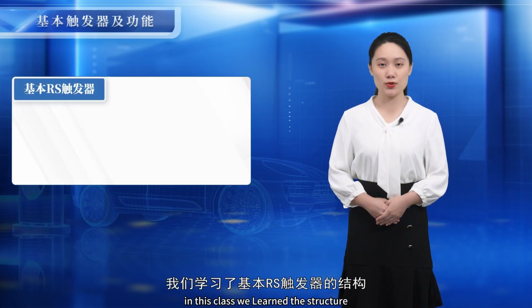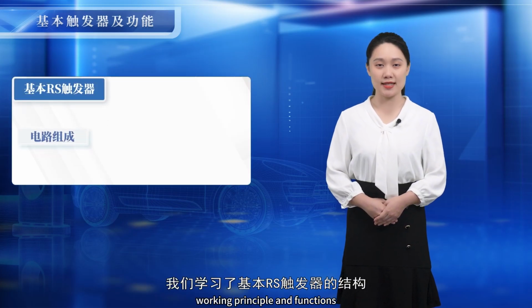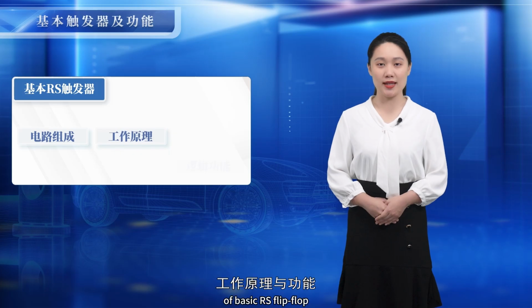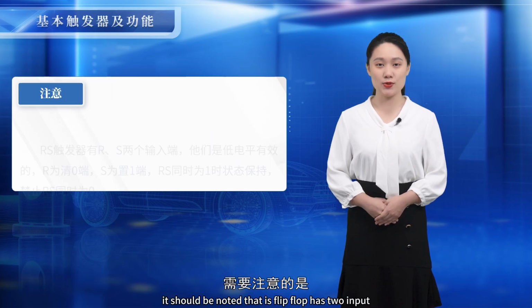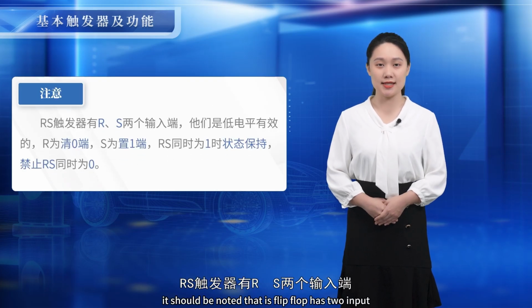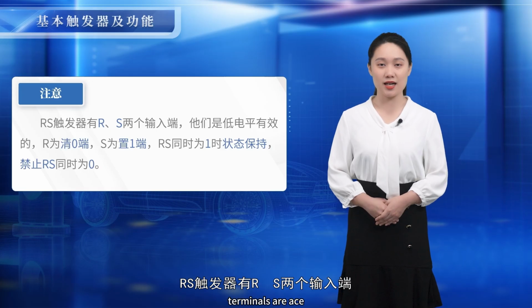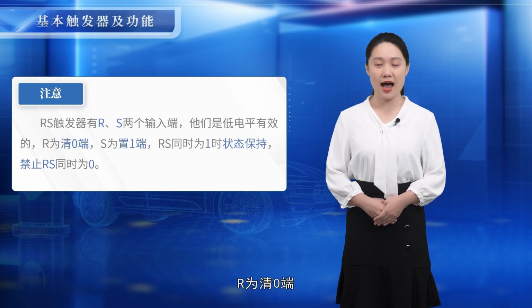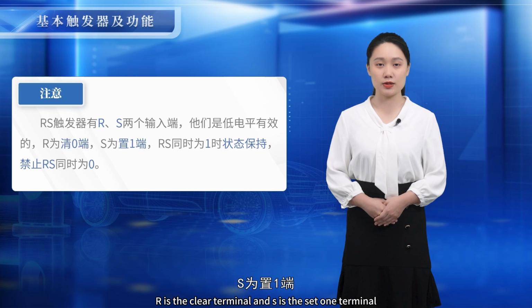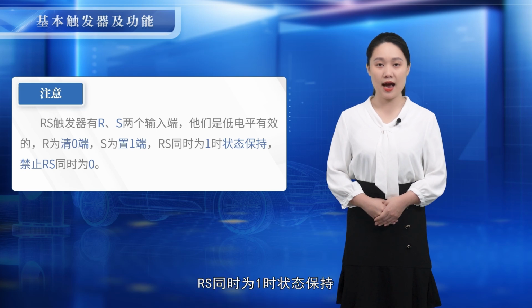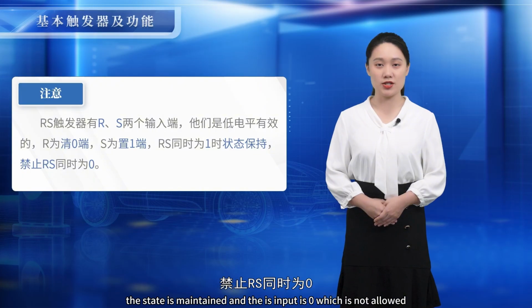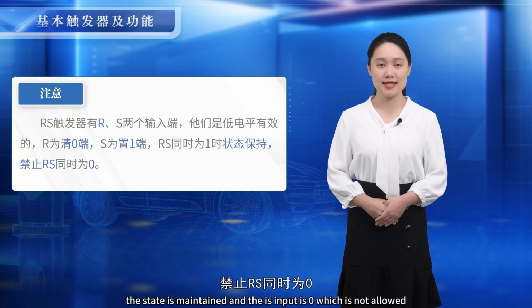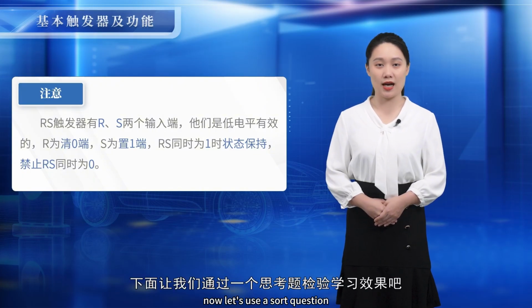In this class, we learned the structure, working principle, and functions of the basic RS flip-flop. It should be noted that this flip-flop has two input terminals R and S, which are active low. R is the clear terminal and S is the set 1 terminal. When both R and S are 1, the state is maintained, and when both inputs are 0, it is not allowed. Now let's use a thought question to check your learning effect.